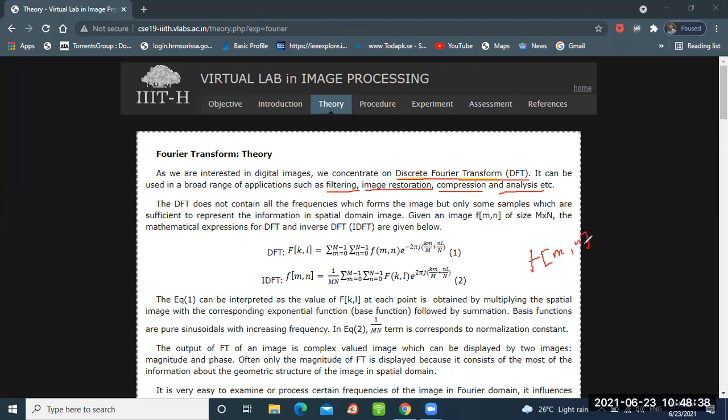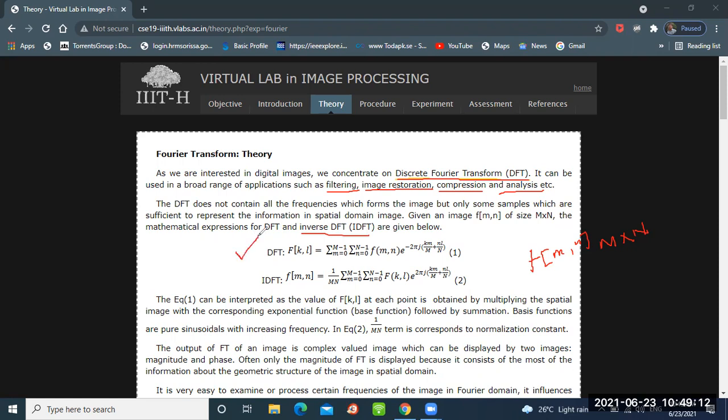Now it is of a size, I have to say, N comma N. Then the mathematical expression for the DFT and inverse DFT. Now inverse DFT is basically used to retrieve back the original image from the frequency domain. Okay, so IDFT, basically we say IDFT. Now this IDFT is used to get back the original image. Okay, so the mathematical formula, as you can see how it is expressed.